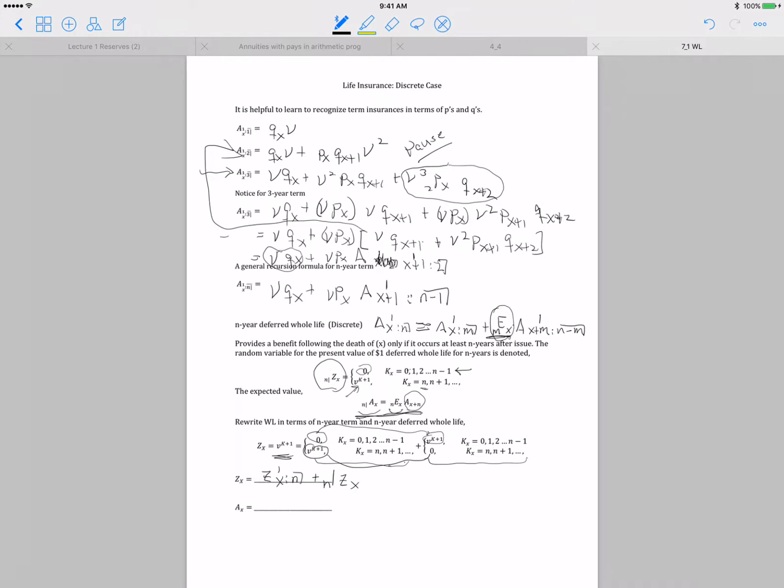And if I take the expected value of both sides of this equation, I get A_x on the left side, and on the right side I get the n-year term life and deferred whole life. So same relationships that I had for instant of death insurance. Probably don't need to look at that too much, but just make sure you can see when you add those random variables together, you just get v to the k plus 1 no matter when death occurs.